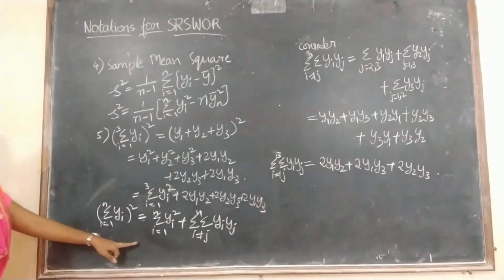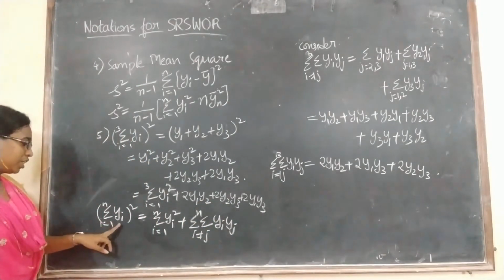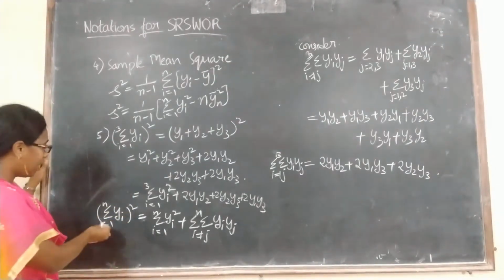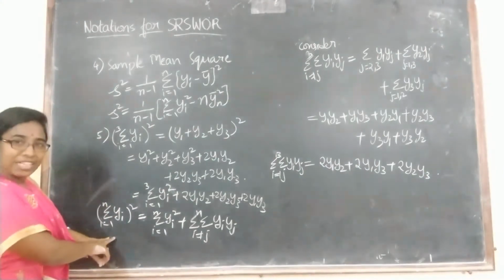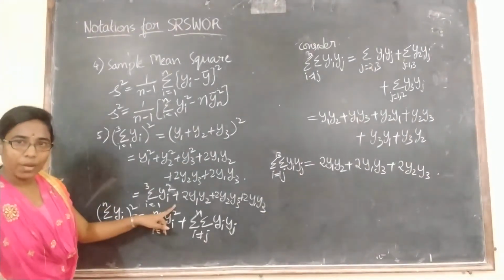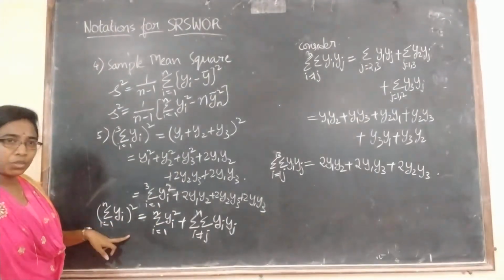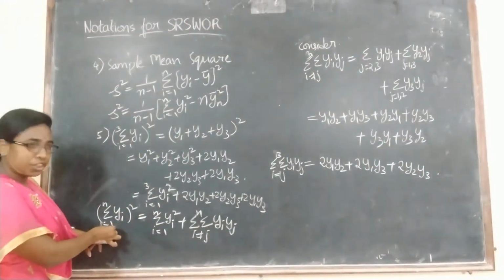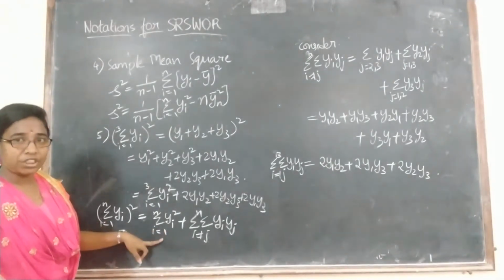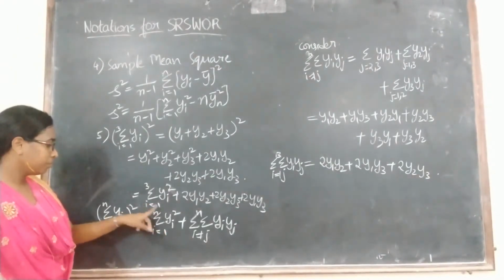So this is the simplified formula for summation i equals 1 to n, yi whole square. In the theorems, wherever you find this value, in place of it you will write summation yi square. There is a difference between these two terms. In this one, after the summation you are doing the squares. Here, for the square values you are doing the summation. So be careful while writing.